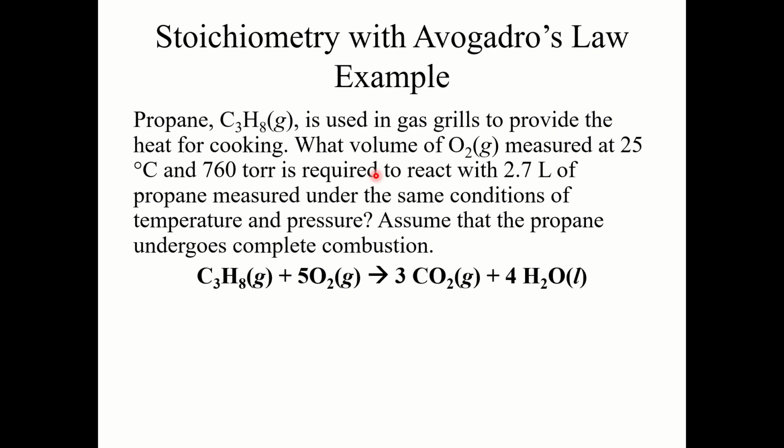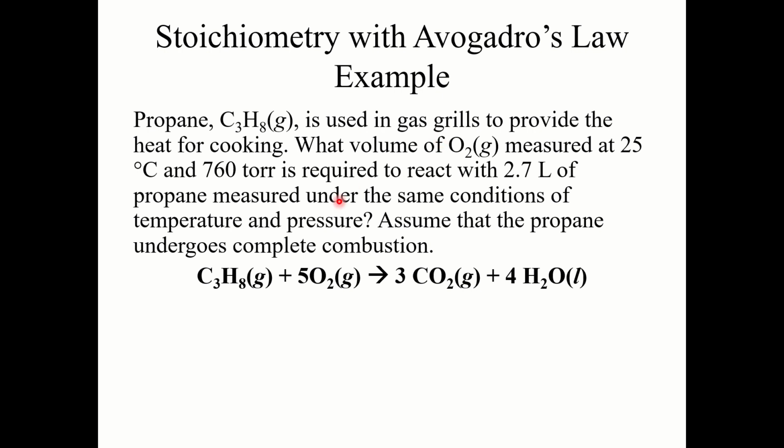Now, you could do this problem a longer way, right? You could take the temperature, the pressure, and the volume, and solve for moles propane. Once you've solved for moles propane, you could then use stoichiometry to find moles oxygen gas. Once you've found moles oxygen gas, you could then again use the ideal gas law, using moles, temperature, and pressure, to find the volume of oxygen gas, and that would give you your answer. You could certainly do this. This would just require 3 steps.